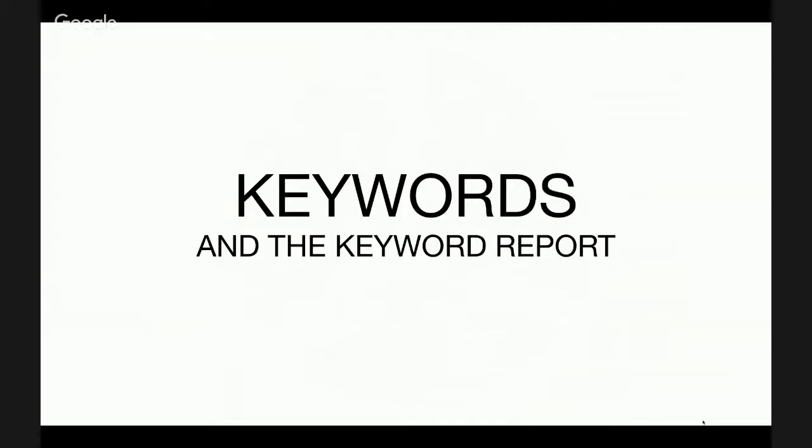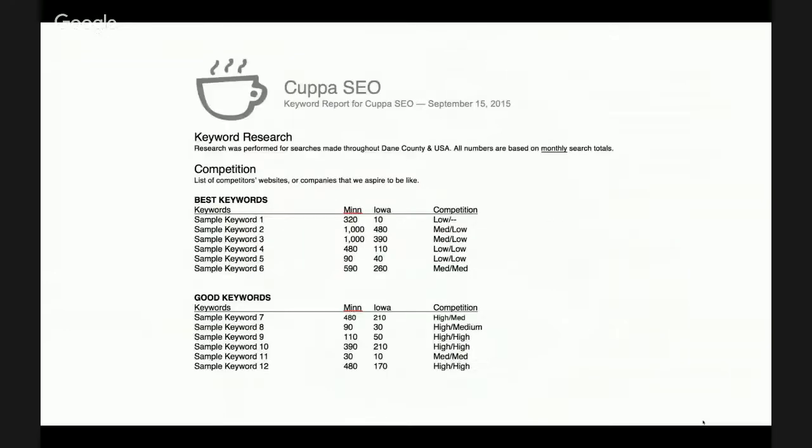So the first thing I'd like to talk about is what I call the keyword report. I've got a sample here for you to see the format that Cup SEO follows. We've created this from scratch, and it really helps us define what are the best keywords to use, good keywords, okay keywords, and keywords that we just want to avoid for various reasons. I wanted to show this to give you an idea, if you're going to be doing this work yourself or some iteration of this type of work, how to set it up.